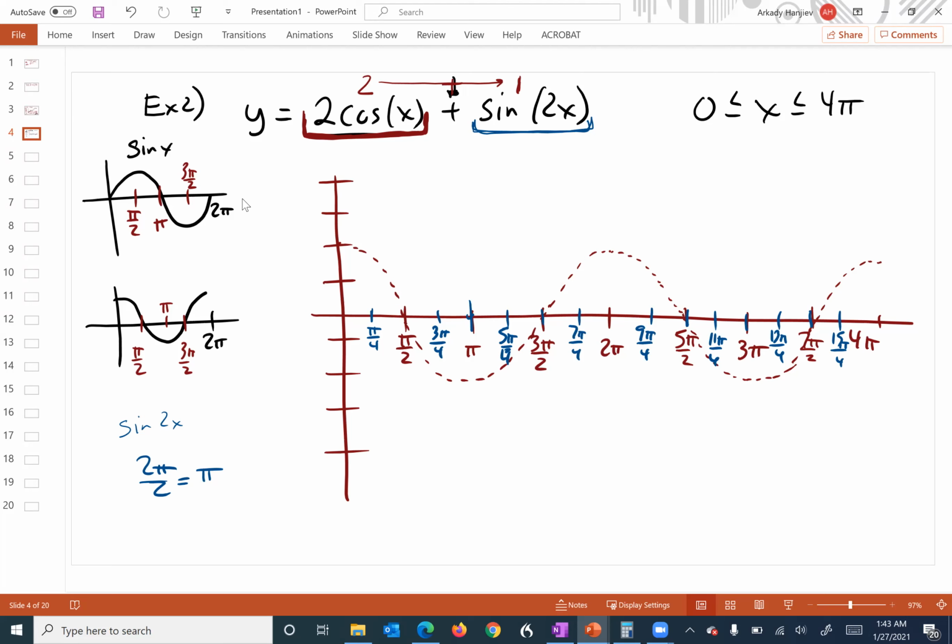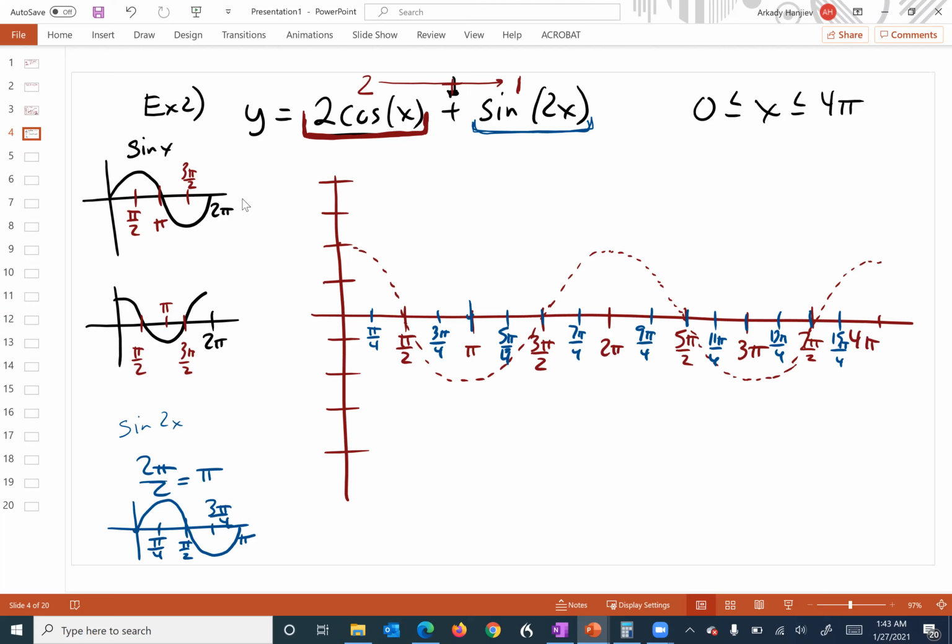Okay. On the sine curve, what happened? Everything is happening twice as fast. So in my mind, now I'm thinking this for the sine curve. It's going up, going back down, and done by the time it gets to pi. So this is pi over 2. My critical points happen at pi over 4, 3 pi over 4 as well as 0.